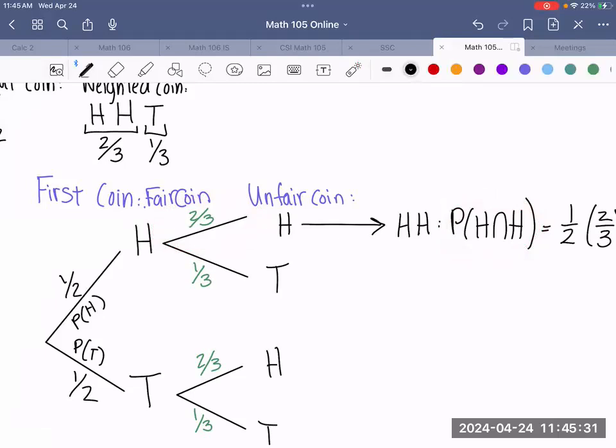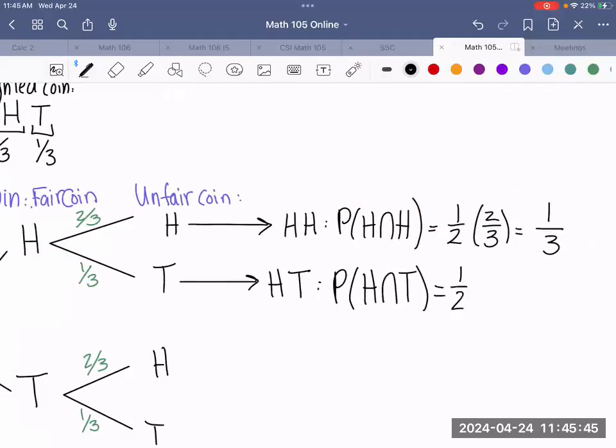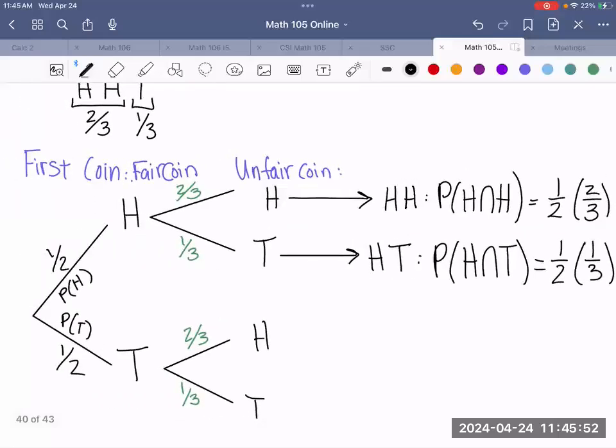Let's try it again. A heads resulted and then a tails resulted, to then make the probability of a heads and a tails 1/2 times 1/3, which is 1/6, or about 17%. And again, one more time. Now this will be the exact same, just a different looking outcome.